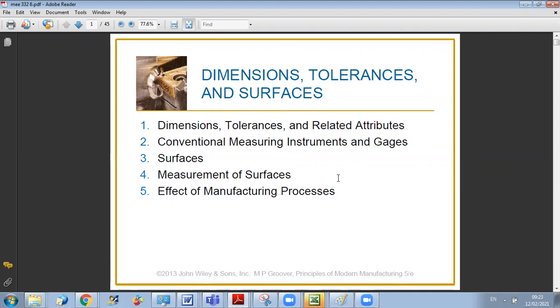Okay, so in this chapter, we will introduce dimensions, tolerances, and related attributes, and we will see what the conventional measuring instruments and gauges are. We will learn properties of surfaces and what measurements we can do on surfaces, and the effect of manufacturing processes on the surfaces. It depends on the manufacturing process, which will affect, for example, the surface finish, if it is rough, if it is smooth, etc. So we will cover these ideas in this chapter.